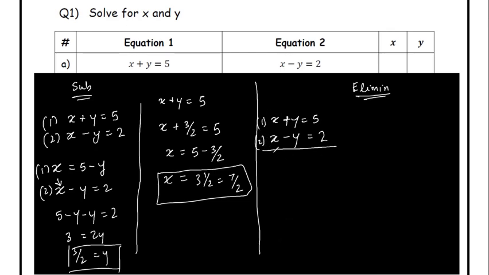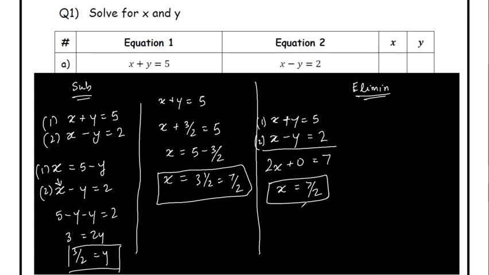But out here, I can already see that there's 1 plus y and 1 minus y. So there's no need of subtraction. I'm going to just add them up. So I get 2x and a 0 is equal to 7. So x is 7 over 2, which is what I got, if you see.